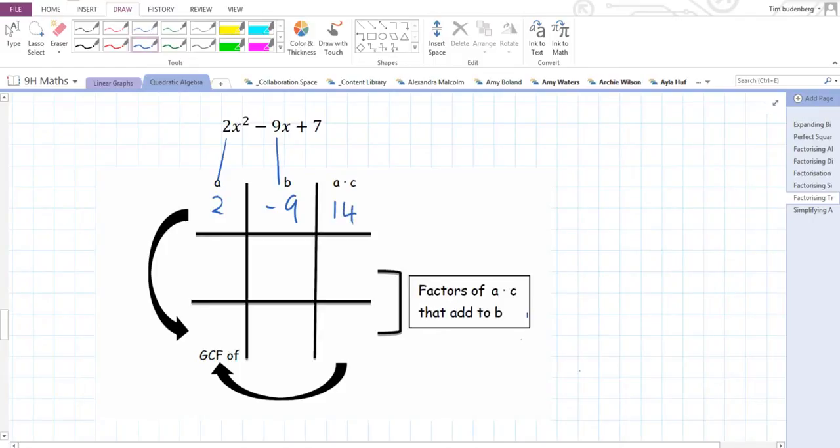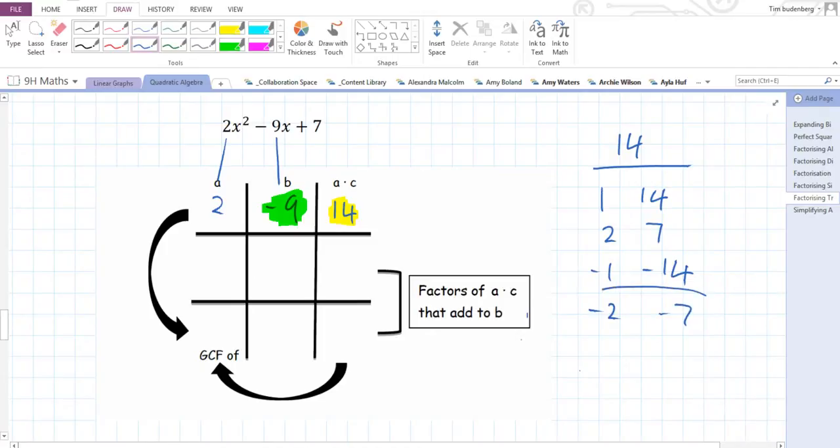Now, we're looking for two numbers that multiply to make 14 and add to make negative 9. Multiply to 14, add to negative 9. Now that's a tough one because we've got to use a double negative trick. If you get stuck, you can draw a 14 over here and think about pairs of numbers that multiply to 14. Think about 1 and 14, 2 and 7, but then remember you also have the option of negative 1, negative 14, negative 2, negative 7. And this pair here is the one that adds to negative 9, so we'll use that.